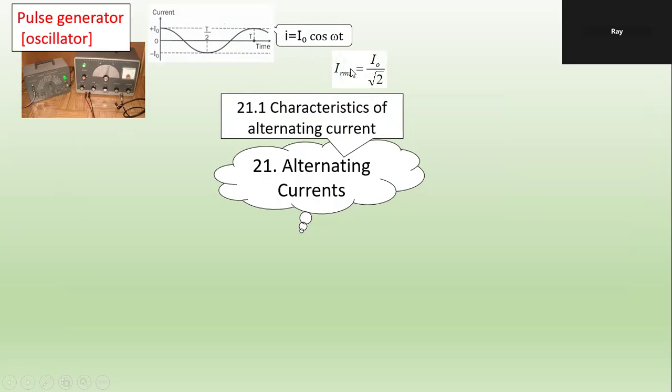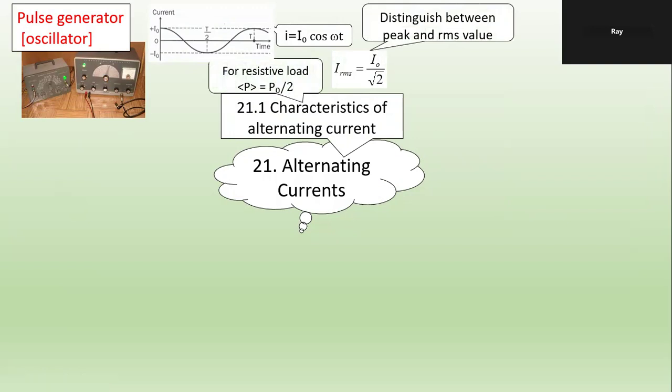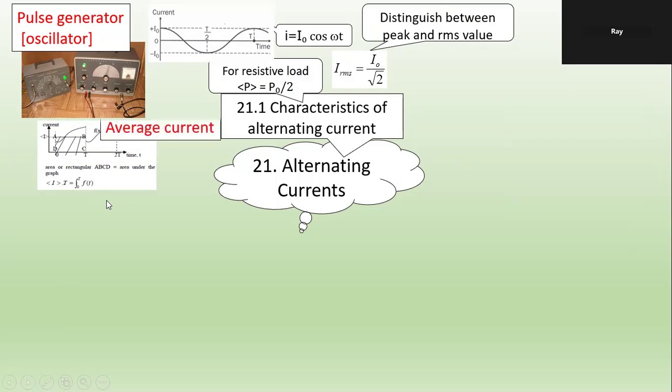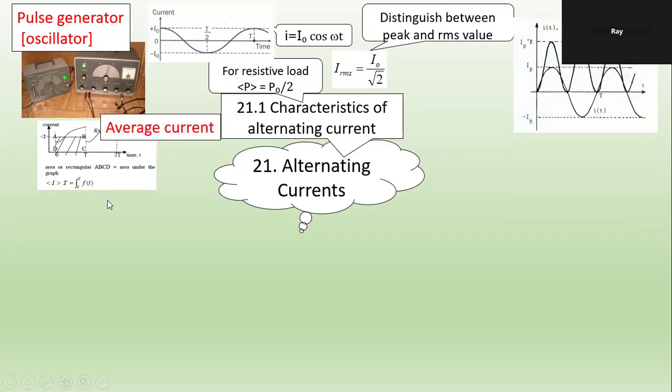Some terms we will come up with. Distinguish between peak and root mean square value. For a resistive load, memorize: mean power equals half the maximum power. And then we will look at the mean current, how to find the mean current or average current. These are various graphs we encounter.